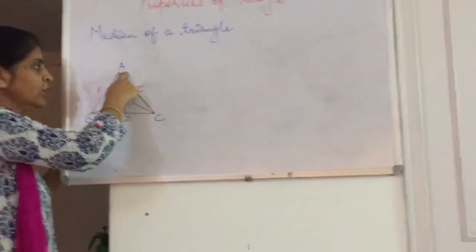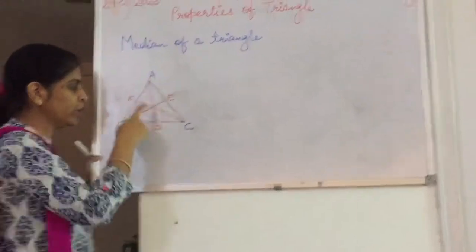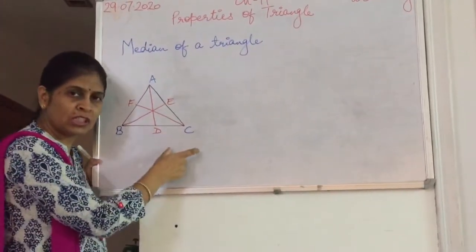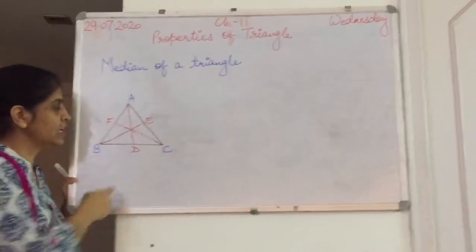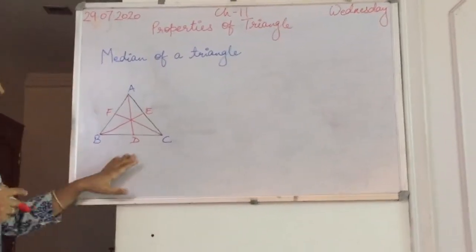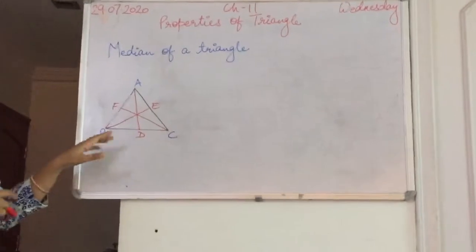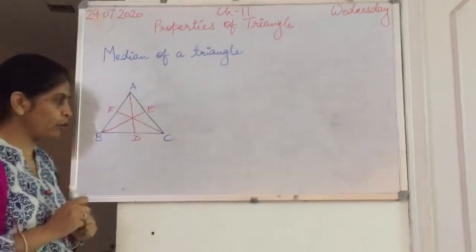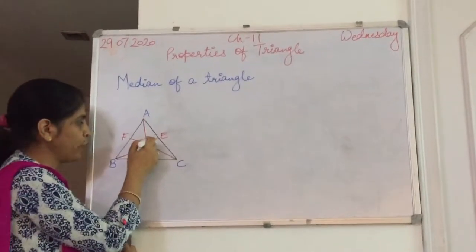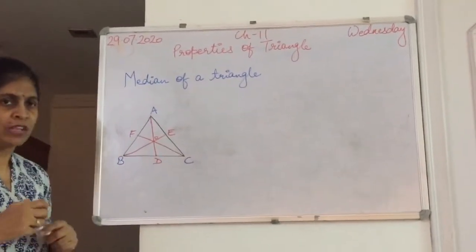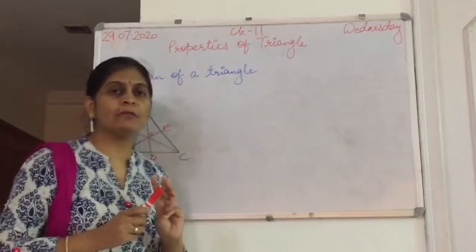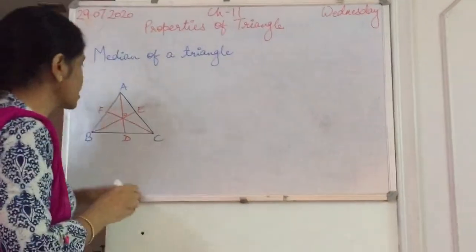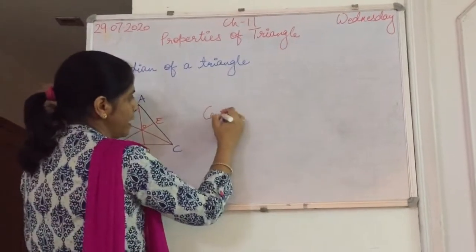A line that joins one vertex to the opposite side and divides the opposite side into two equal halves is called the median. So in this diagram you can see AD, BE and CF are the medians of it, and this intersection point is called O. So a triangle has a maximum of 3 medians. Clear?